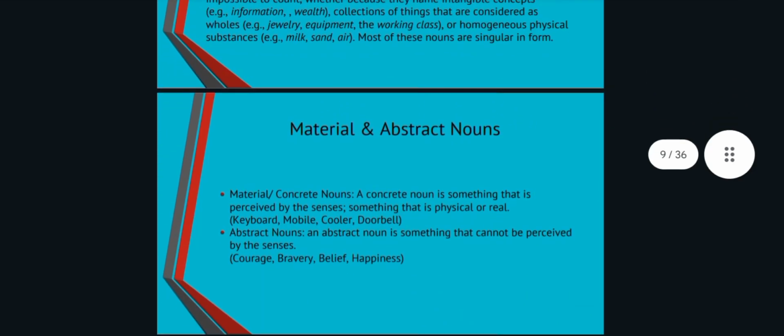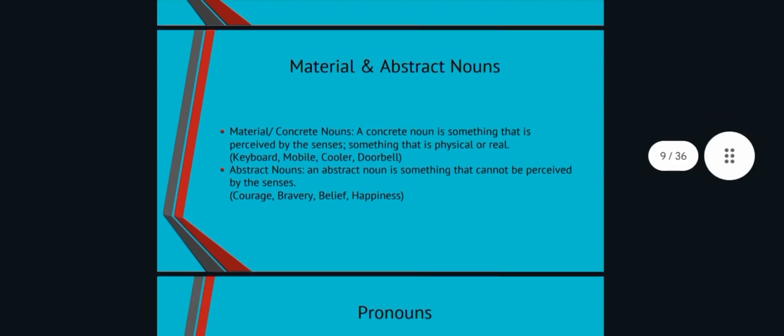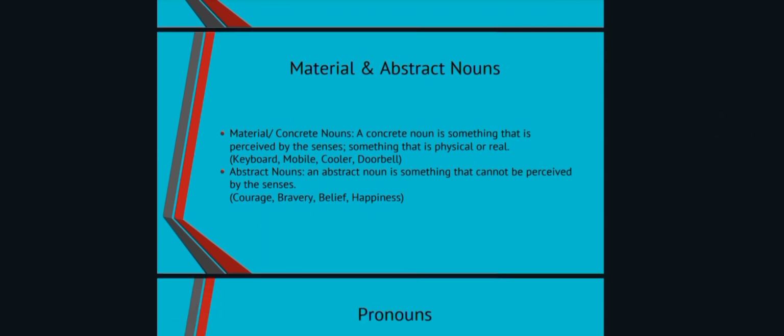Material and abstract nouns. A material or concrete noun is something that is perceived by the senses, the things which we can touch, something physical or real: keyboard, mobile, cooler, doorbell. An abstract noun is something that cannot be perceived by the senses: courage, bravery, belief, and happiness.